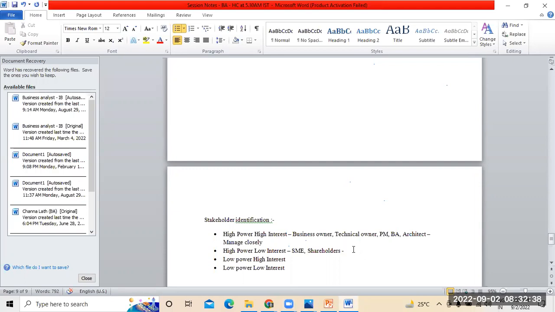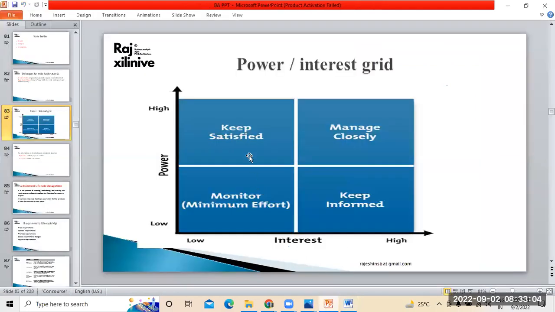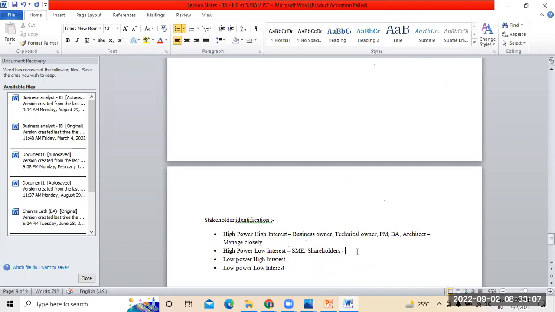So these people have power, and if required, they will be involved even in decision making, I'm saying, right? Otherwise, maybe not. But as far as interest is concerned, they'll have very little interest. Why? Because shareholders have invested money in the organization, so they don't see any interest in doing anything else apart from that. So that's what it generally is. These people we have to keep satisfied. So this is the second one.